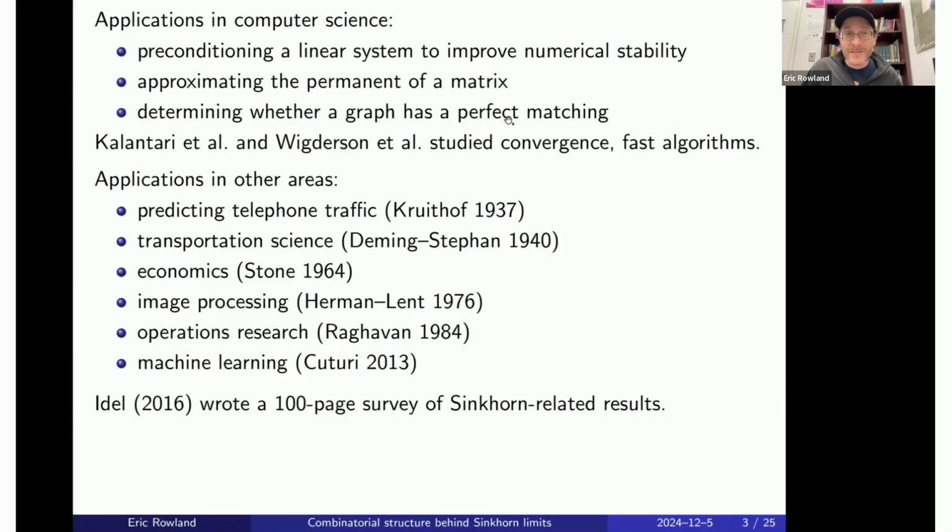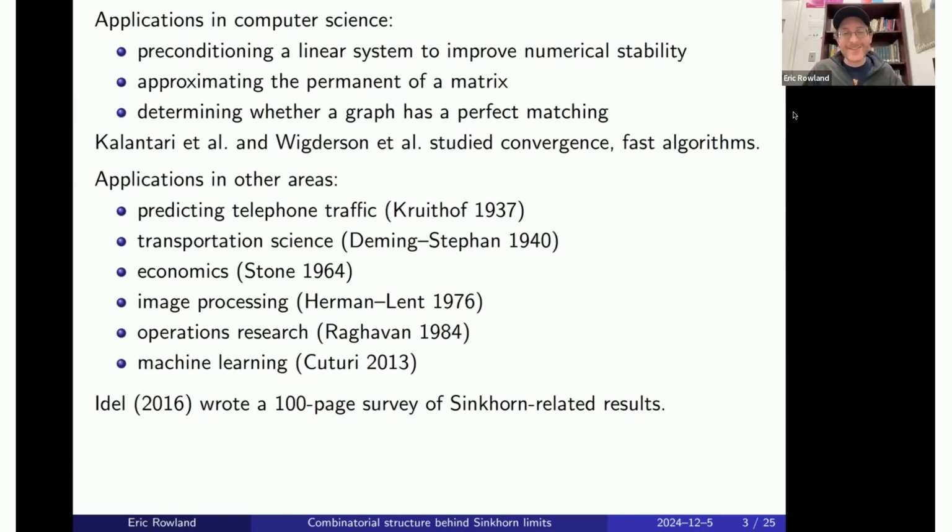But there are also applications in computer science if you're trying to numerically solve a system of linear equations. The Sinkhorn limit can be used to precondition the linear system to improve numerical stability. So they gave it a different name. Sinkhorn came later, right?